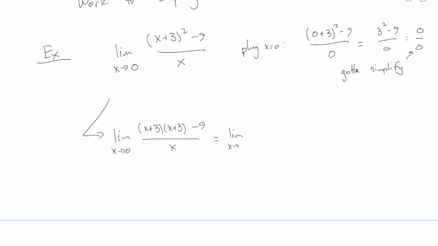Actually, we're going to be doing this exact trick many, many times. So I hope that you feel good about doing the FOIL thing. I'm going to multiply all this out. The first guys, that makes it x squared. The one in the middle is 3 times x. The one on the outside is another 3 times x. And then the one on the end is 3 times 3, which is plus 9. All right? And then I have minus 9 from before over x.